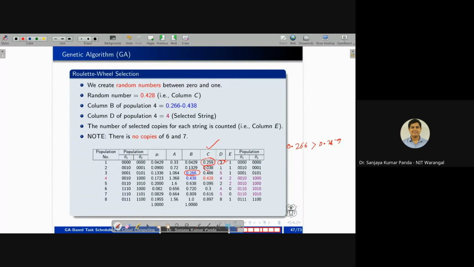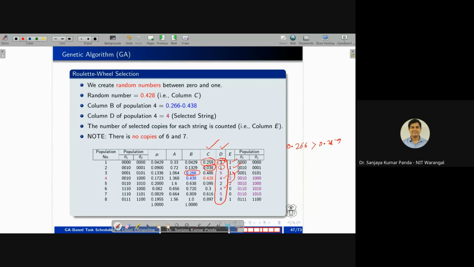Similarly, if it is 0.038, 0.0429 is greater than 0.038. So I am writing population number 1. In that way you are filling column D. And column E is based upon how many times each number is repeated in column D. If you look into column D, how many times is 1 repeated? Only one time. How many times is 3 repeated? One time. How many times is 2 repeated? One time. How many times is 4 repeated? Twice. That's why this value is 2.